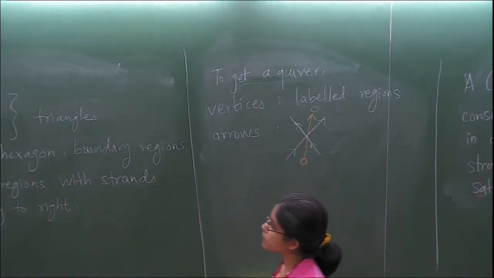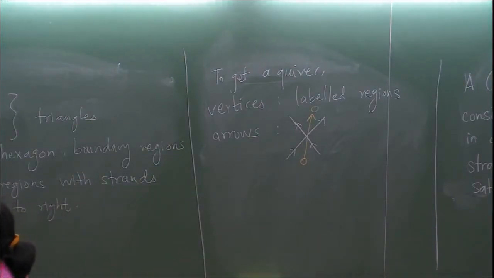Okay, so let me draw the quiver here. Maybe I will use blue color. Because these 2 strands are traveling from left to right, this is the arrow. I will do all of this. And of course, if there is no intersection of strands, there won't be an arrow. Is this okay?